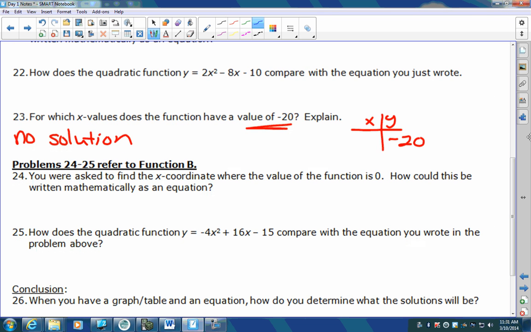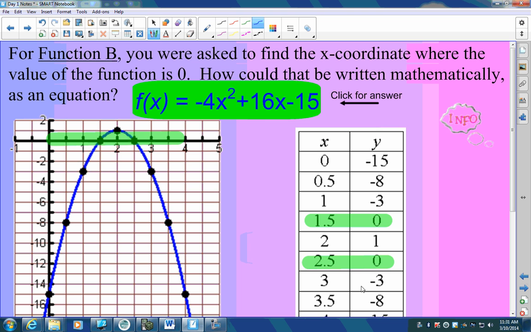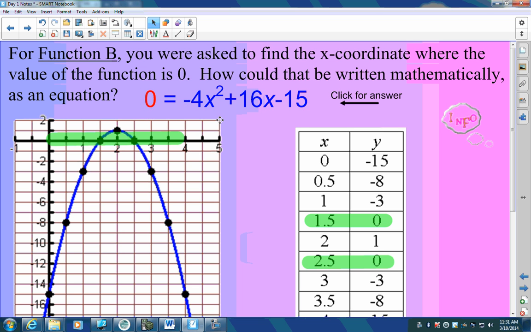So now at 24, I think if I go back here, let's see. Nope, I gotta go forward. 24 says, for function b, you are asked to find the x-coordinate where the value of the function was 0. How could it be written mathematically? Well, if the function equals 0, that's y equals 0. You would write this right here. 0 equals, this needs to be written down on your paper.